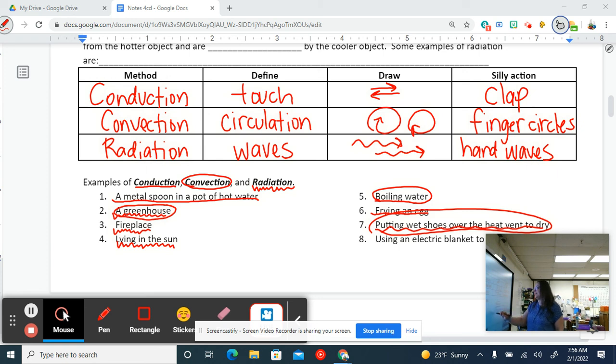And using an electric blanket, that thing is touching you. That's conduction. All right. Woo, we did it.